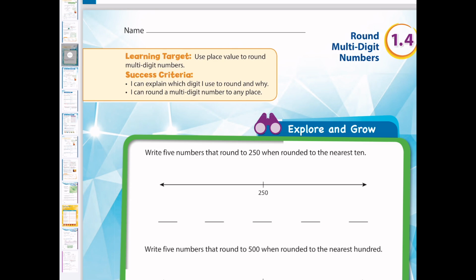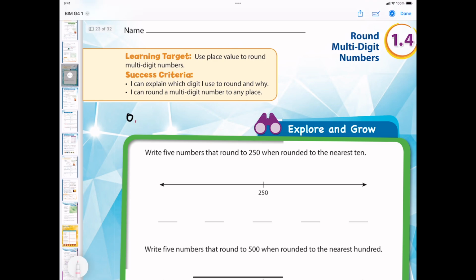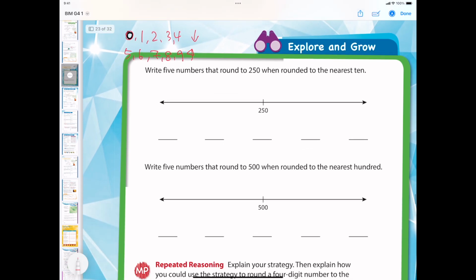All right, do you remember the rounding rule? 0, 1, 2, 3, 4 is what? Round down, right? Which means we are not going to change anything, but we leave the target number as is, and all the digits to the right of the target number need to be 0. And 5 and up, round up, which is what? We are going to add 1 to the target number. Remember that. All right, so let's move on.